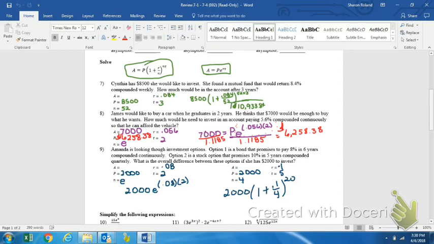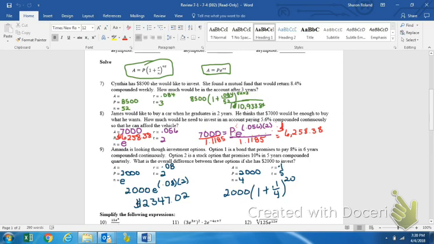Okay, so I'm going to put the first one in the calculator, which is 2,000 times E to the exponent 0.08 times 2, and you get 2,347.02. This other one's being compounded for 5 years, more than twice the amount of time, and higher interest rate. You should get much, much more.